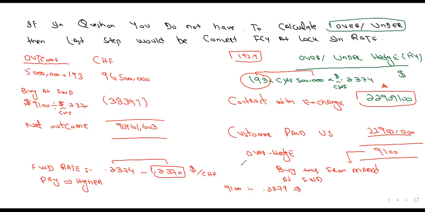So the answer is 38,332. So which answer should you apply, this one or this one? That one, because for the lower rate, the net answer should be higher. So this is not applicable. When we pay, we pay higher; when we receive, we receive lower.